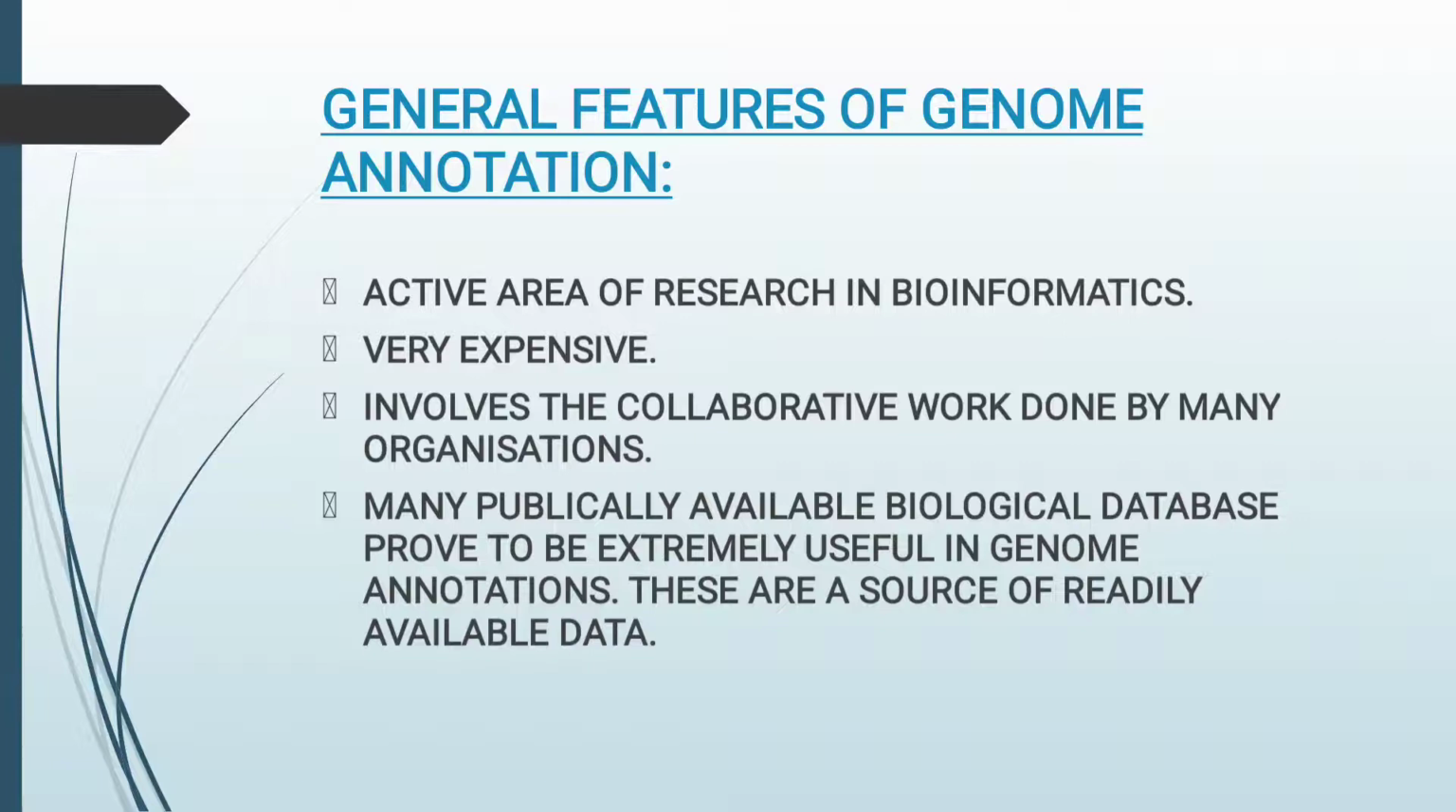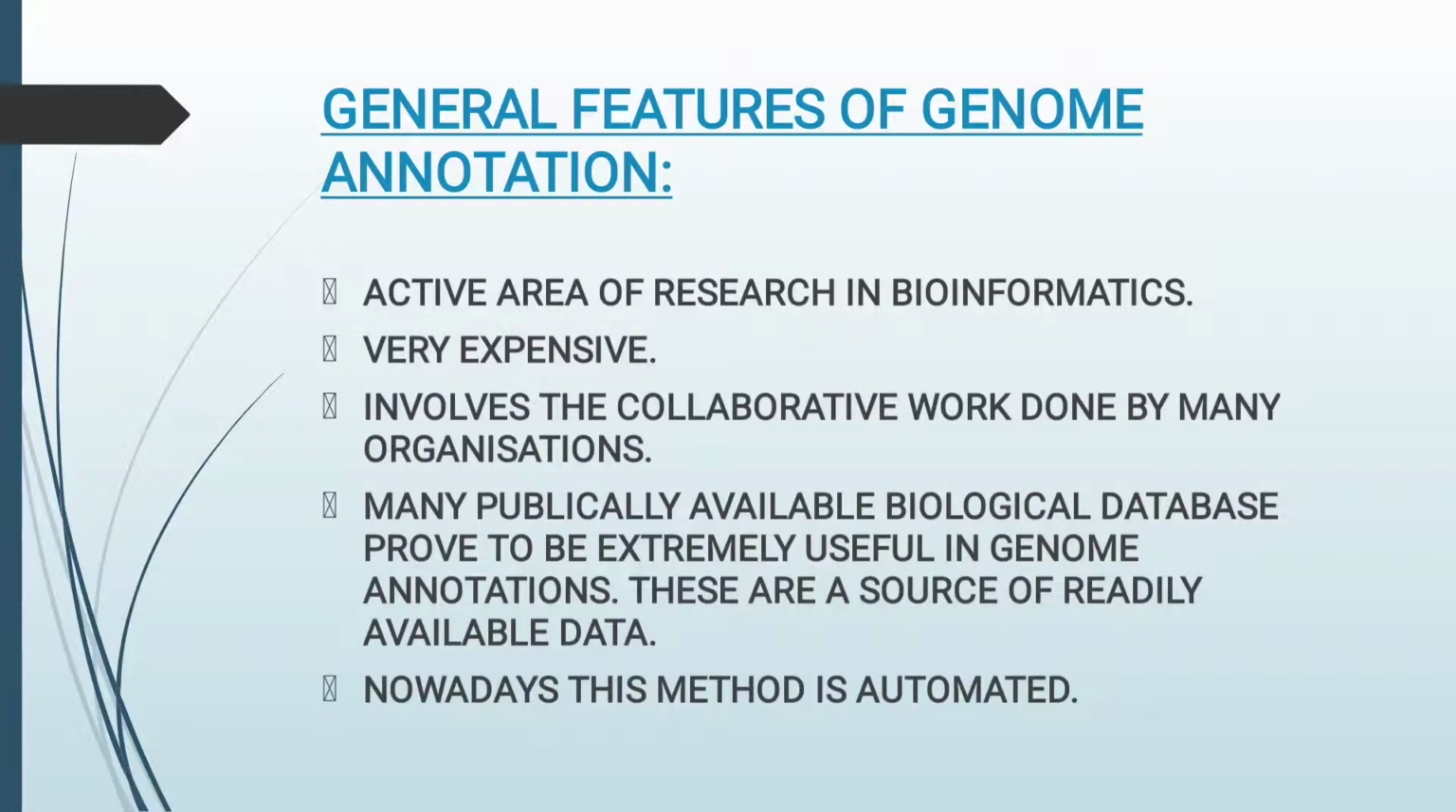Just now in the previous slide I discussed these publicly available biological databases like NCBI, EMBL, DDBJ, GenBank. All these are available freely on the web, and these are very useful in genome annotation. With the help of these databases, the comparative account of the new sequences and the old sequences already available on the web can be done quite easily. And nowadays, because of these biological databases, this annotation work is totally automated.